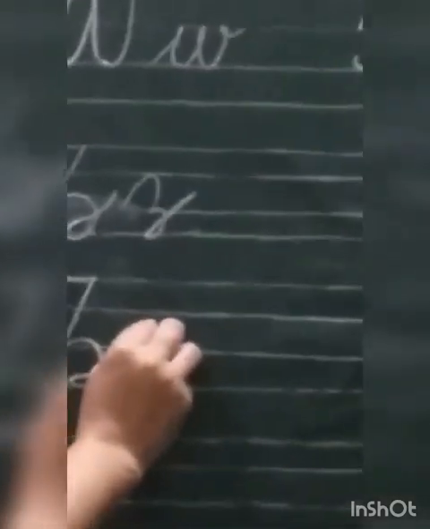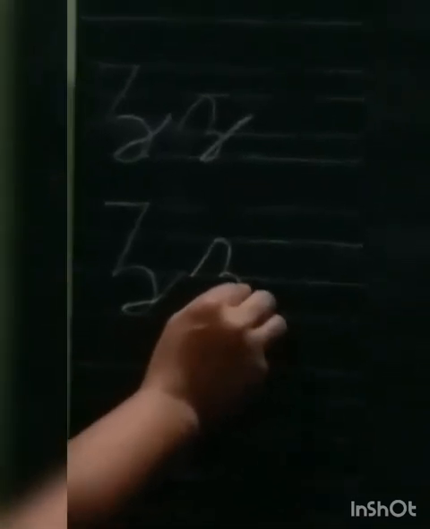Then we see the letter z and how to write it. One slanting line from the third line to the second line, another slanting line from the second line to the third line, one reverse half circle curve from the third line to the fourth line. We get the letter z.